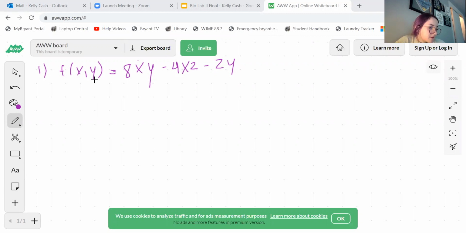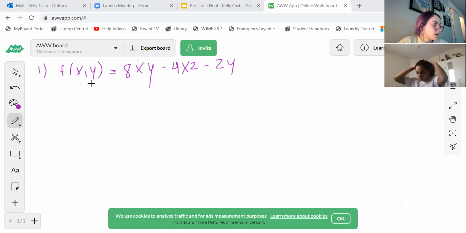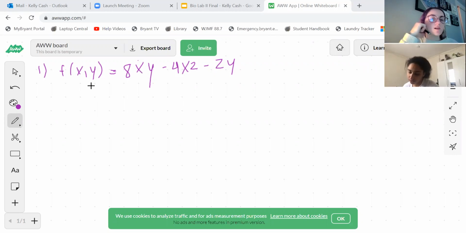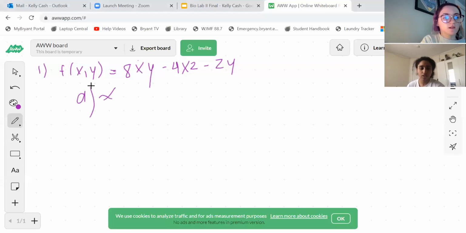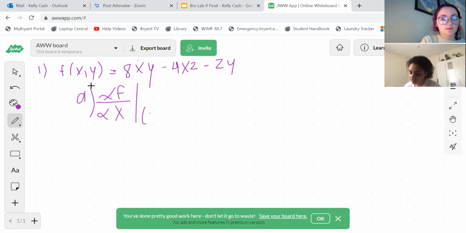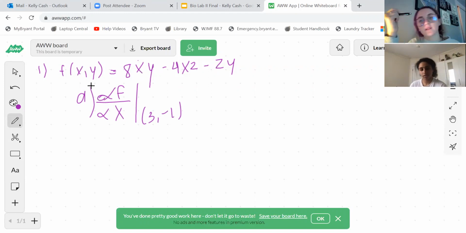So this is the first problem. Basically, this is just taking the derivative with respect to different variables, I guess. So this is the first equation, and the first one asks you to take the derivative with respect to x. Whatever variable it's over, that's what you're taking it with respect to. So you treat y as a constant and you treat x like x.